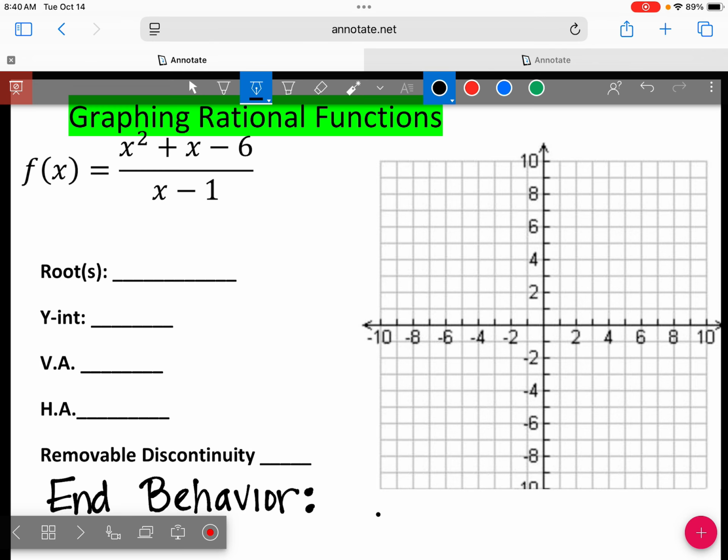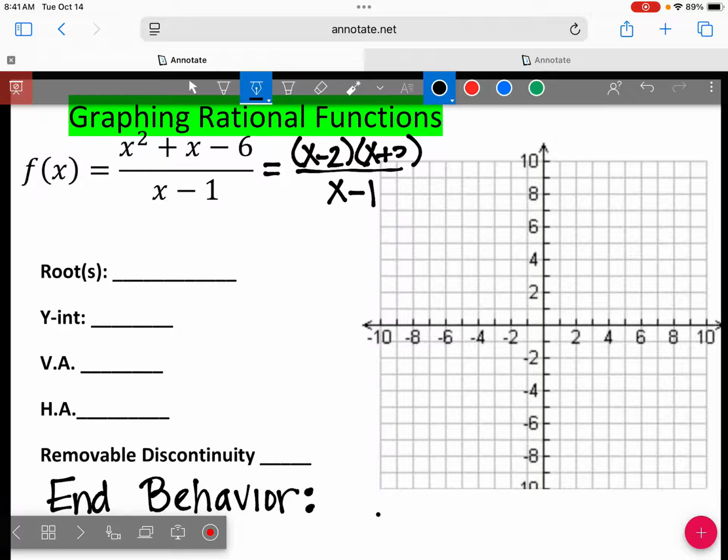If something can be factored, you always do it. So this time we got to factor the top. Go ahead and factor it down. 2 numbers that multiply to give you negative 6, but add to a positive 1. So what would be my 2 numbers? Negative 2 and positive 3. Good job.